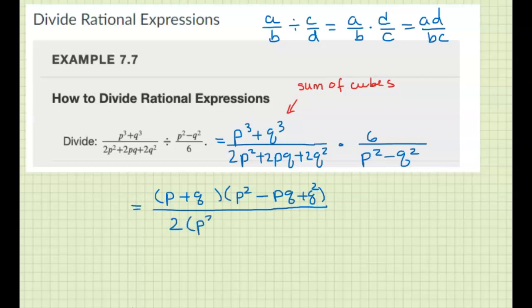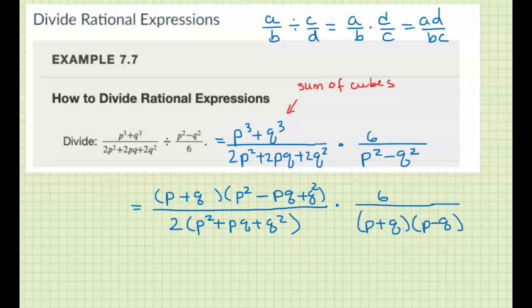We have p squared plus pq plus q squared. All right. Then we have the 6. This factors, it's a difference of squares, p plus q, p minus q.